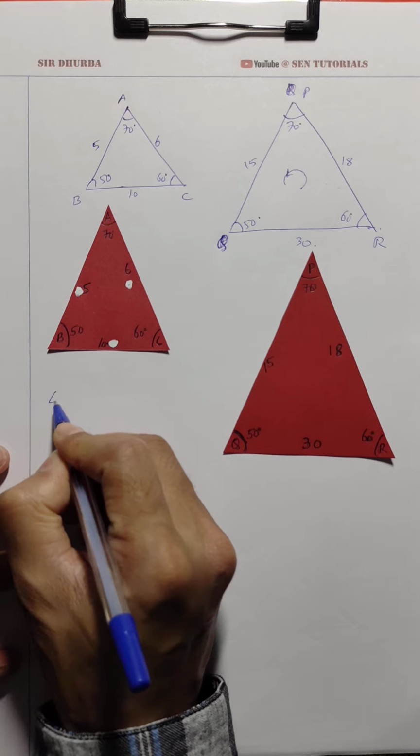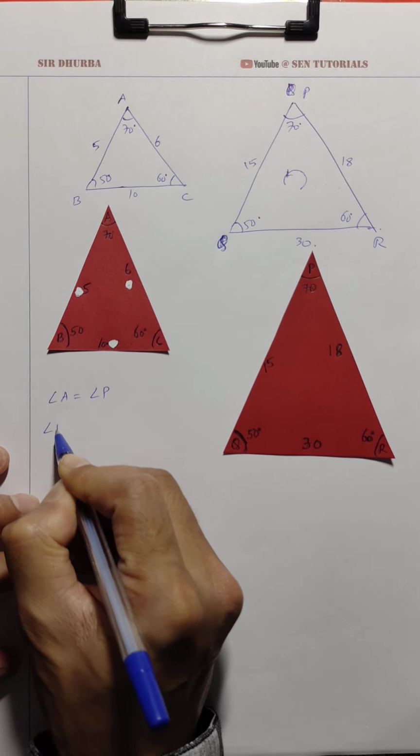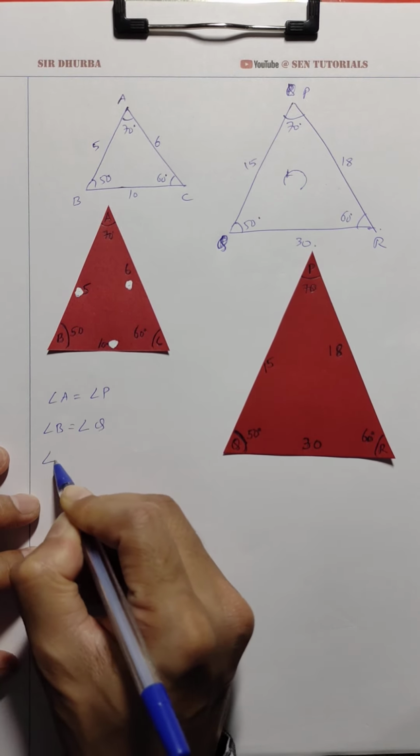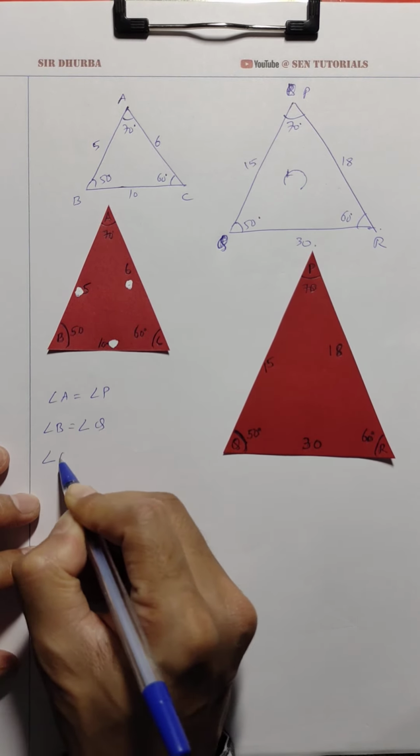So now you see that angle A is equal to angle P, angle B is equal to angle Q, angle C is equal to angle R. And if you go for the ratios, that is AB by PQ, AC by PR, and BC by QR, that would be 5 by 15, 6 by 18, 10 by 30. So what are the ratios? 1 by 3, 1 by 3, 1 by 3. Therefore AB by PQ is equal to AC by PR is equal to BC by QR.